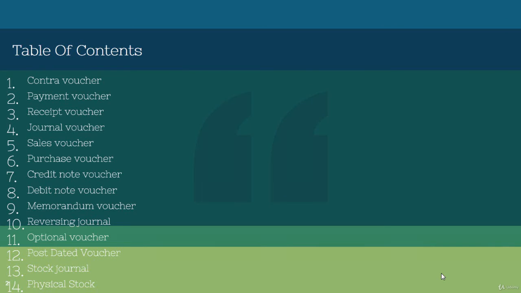The first one we are going to study is the contra voucher, then the payment voucher, receipt voucher, journal voucher, sales voucher, purchase voucher, credit note voucher, debit note voucher, memorandum voucher, reversing journal, optional voucher, and post-dated voucher, stock journal, and the last one is physical stock.